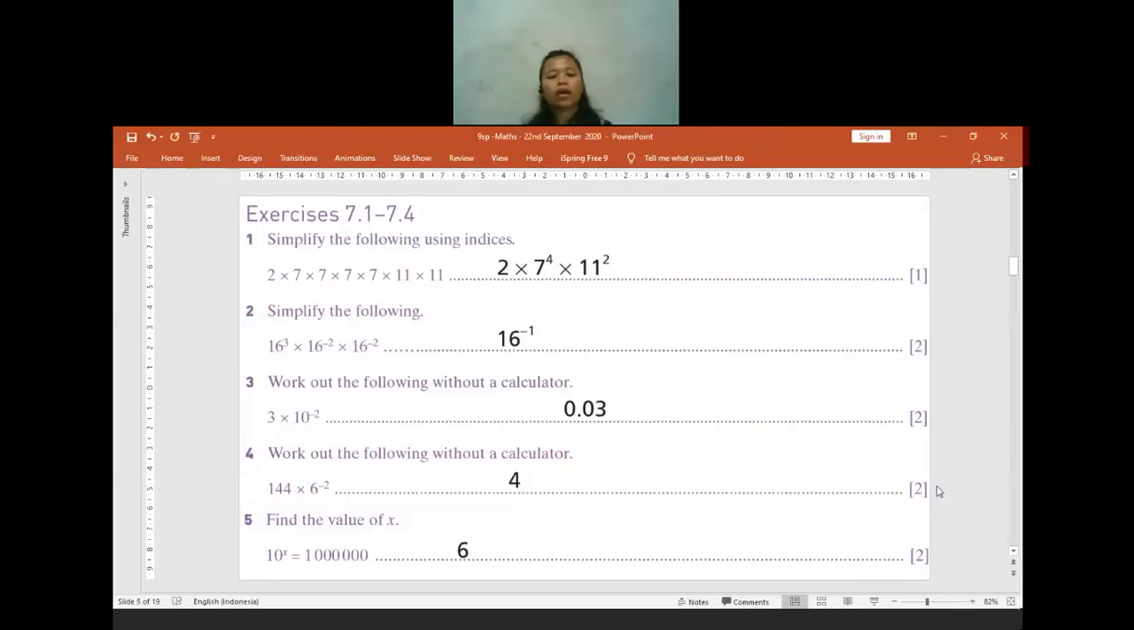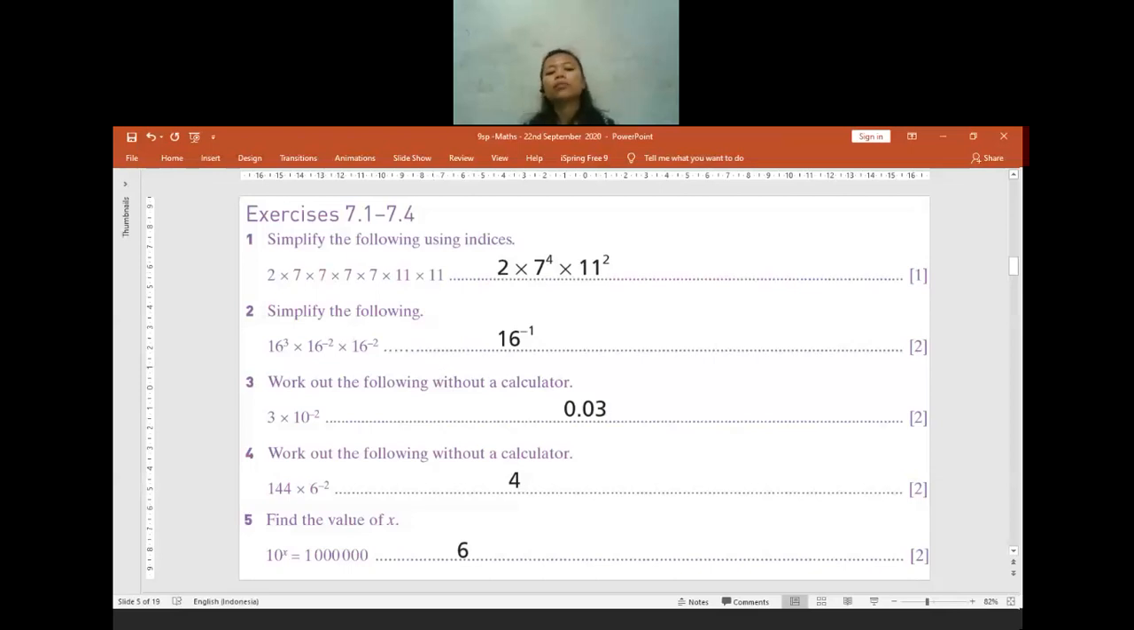So here is the answer. Later if you have any difficulties, please feel free to tell me. The chapter wise test will be chapter 7 and also chapter 12, because both of them have indices. The difference is that in chapter 7, mostly it will be using numbers for the indices, but in chapter 12, the indices will be using letters, but both of them follow the same index laws. That's why I combine chapter 7 and chapter 12.